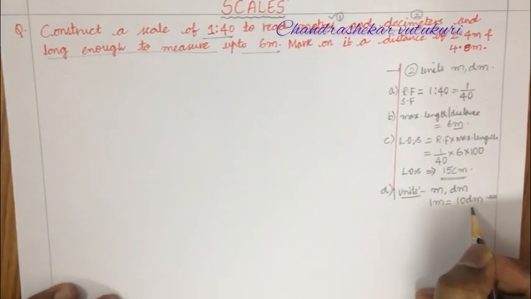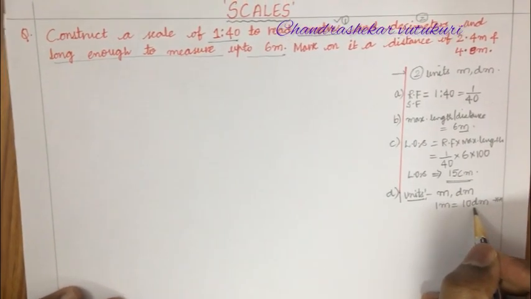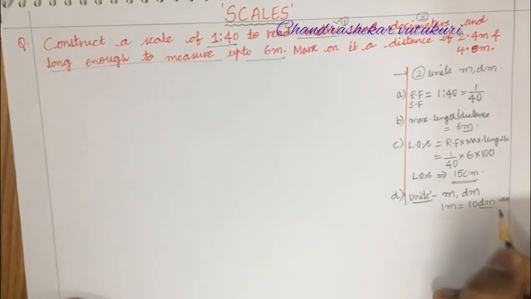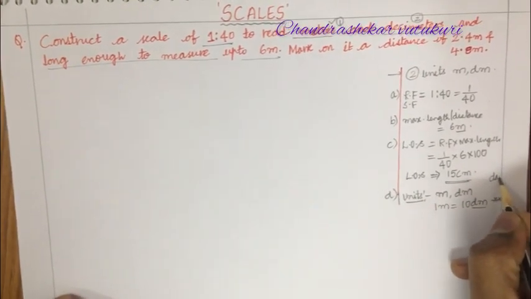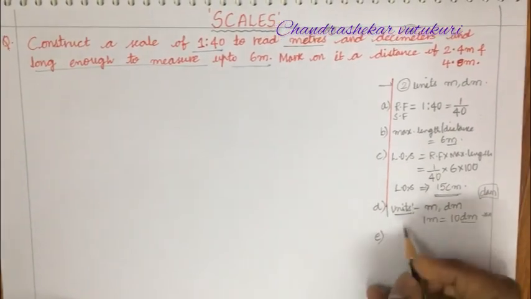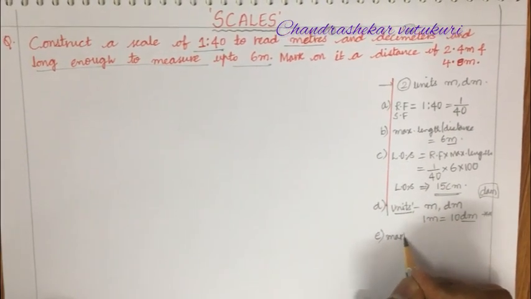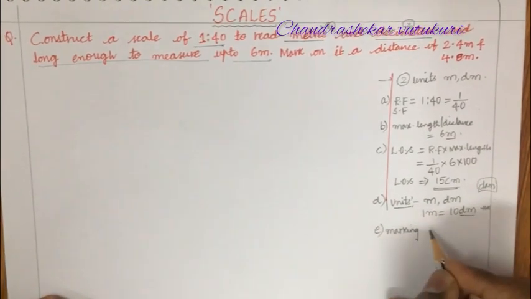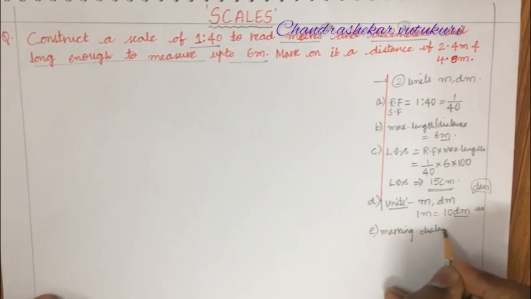So, 1 meter equals 10 decimeter. Decimeter is represented with dm and decameter is represented with dam. Do not confuse between these two. And then the final thing to be worked out is the marking distance on the scale.